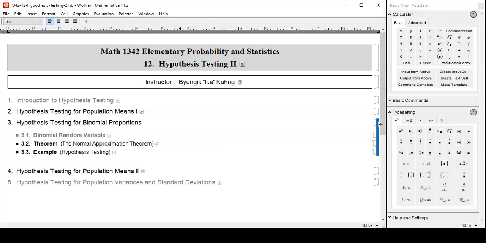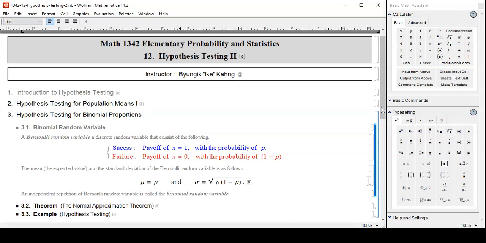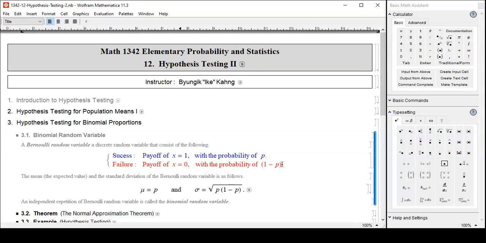Alright, binomial proportions. What is a binomial random variable? Let's review that first. We went through it several times, but it's been a while. A binomial random variable is an independent repetition of a Bernoulli random variable defined like this. Payoff 1 or 0, perfect for the digital world, with probabilities p and 1 minus p and nothing else, respectively. If you put these into the expected value formula and the variance formula, you're going to get these.